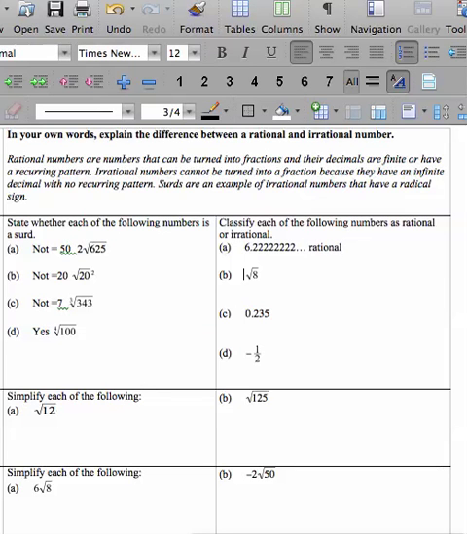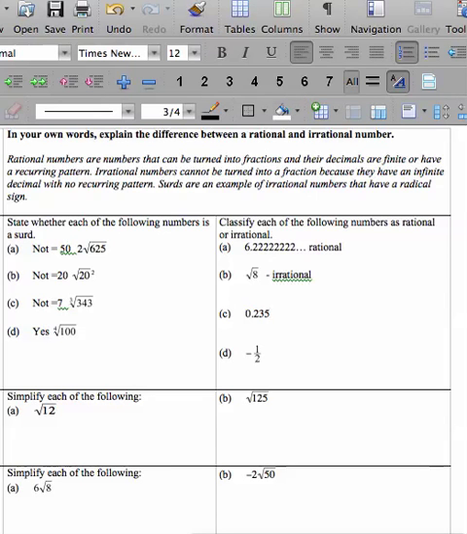The square root of 8, now once again, is there a number times itself 2 times to give you 8? No, there isn't. 2 times 2 is 4, 4 times 4 is 16. So I can't get a whole number, so this one is irrational because we can't get rid of that radical sign. So that's a surd. This one here, we've got 0.235.